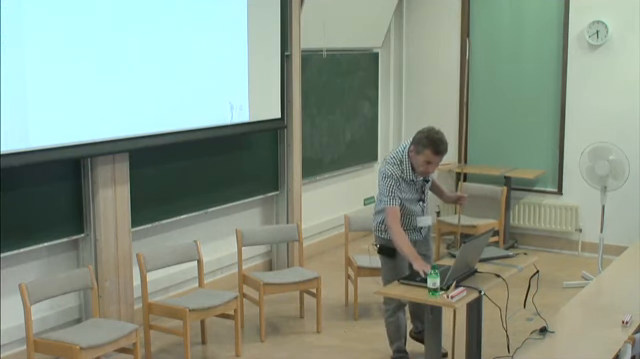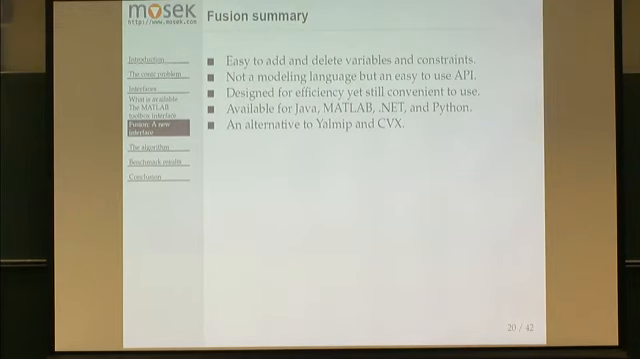Okay, so let's summarize about Fusion. I haven't shown all these details, but essentially this is an interface that makes it easy to add and delete variables. If in your model you have some variables called x, y, and z, you don't have to concatenate them into one big x variable and keep track of where they are located. You can get much closer to the paper model.